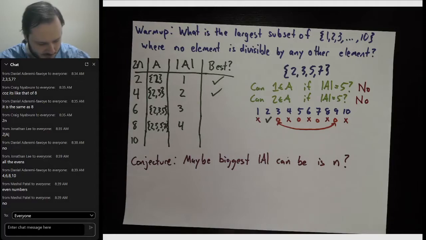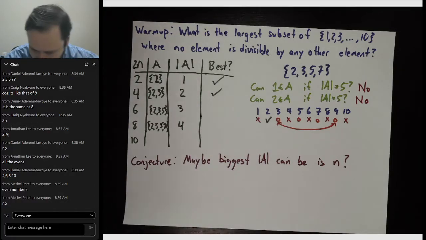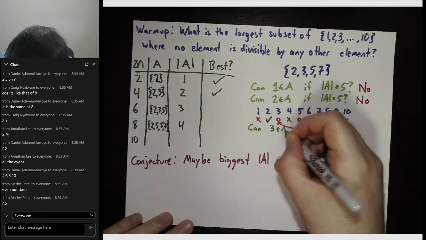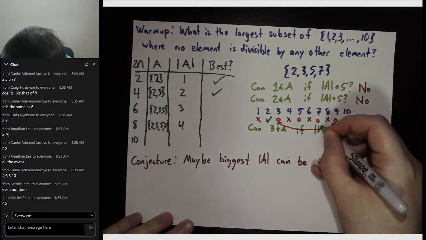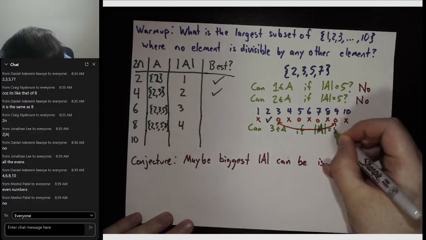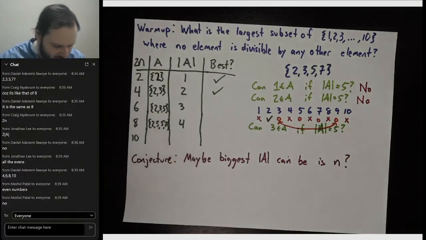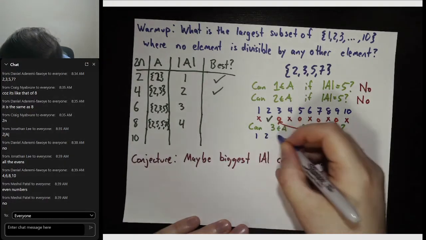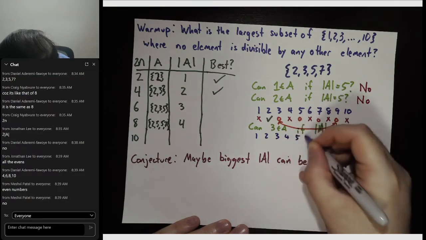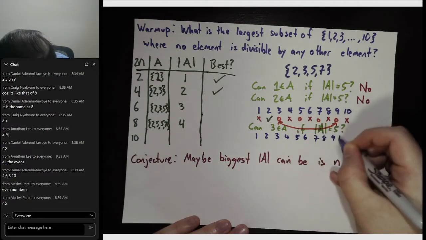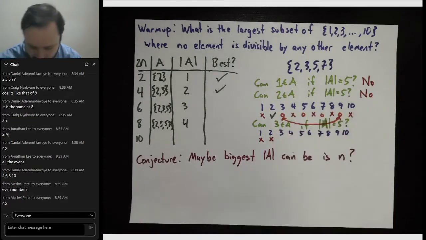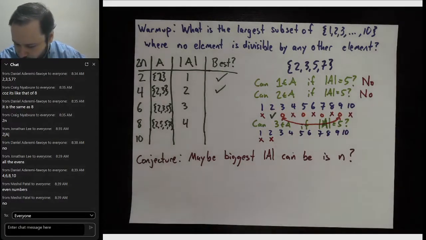Okay. Now let's look at 3. Can 3 be in my set if the size of A is equal to 5? Let's do the same thing. 1 up through 10. I know I can't have 1 and 2. I've already covered those cases. I want to have 3.